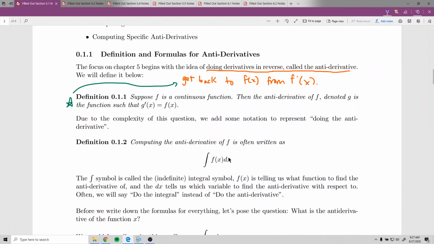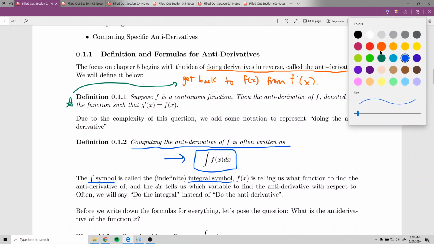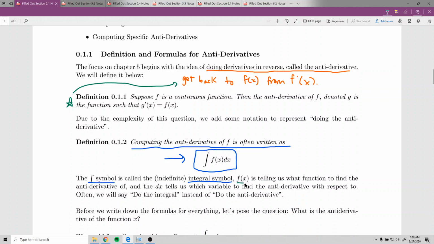Now the notation is something you'll get familiar with in this chapter. Computing the antiderivative of f is often written like this. This is the normal notation. This long looking S sign is called the indefinite integral sign. If you have some fancy calculators, you'll probably see that integral sign on there somewhere. The inside, the f of x, that's the function that you want to find the antiderivative of.